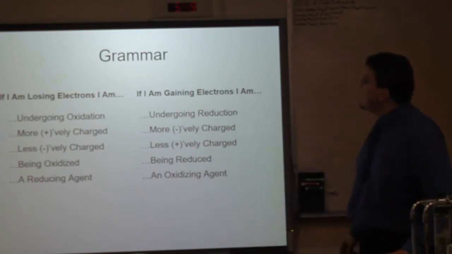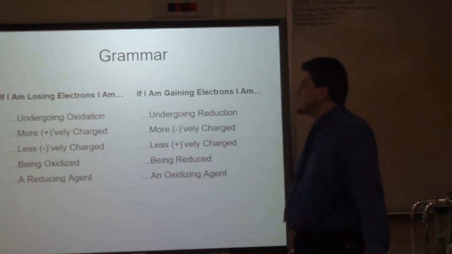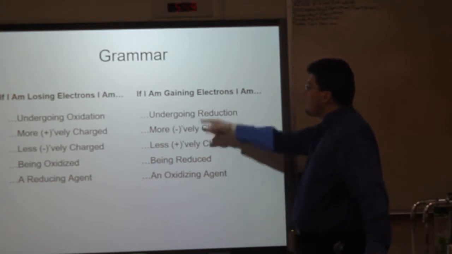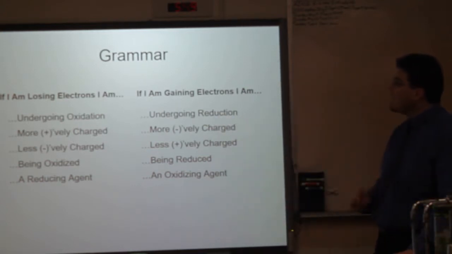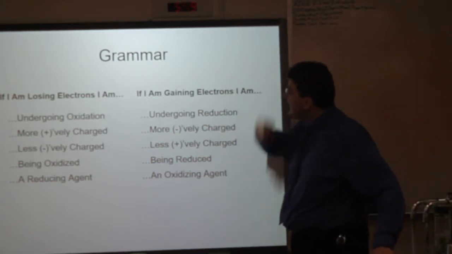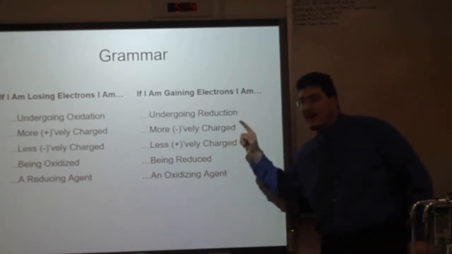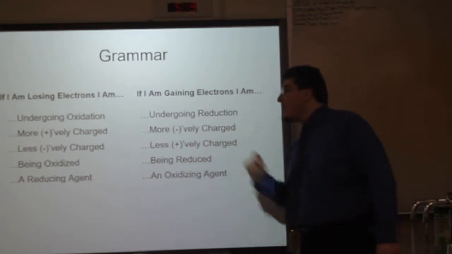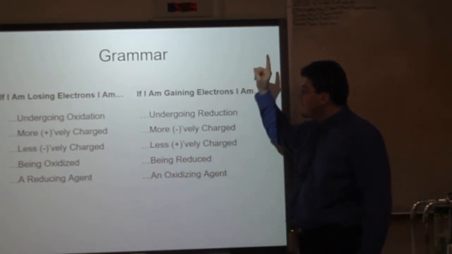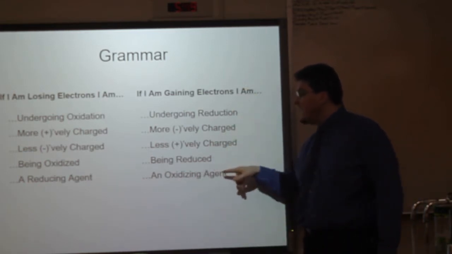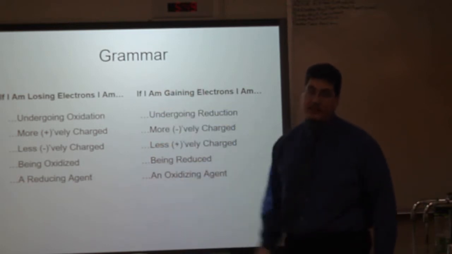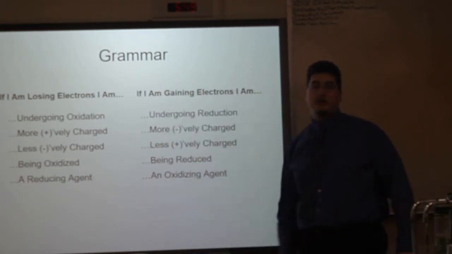If I am gaining electrons, I am undergoing reduction. If I am gaining electrons, I am more negatively charged. If I am gaining electrons, I am less positively charged. If I am gaining electrons, I am being reduced. If I am gaining electrons, I am an oxidizing agent. So an oxidizing agent causes oxidation in others and is itself reduced.